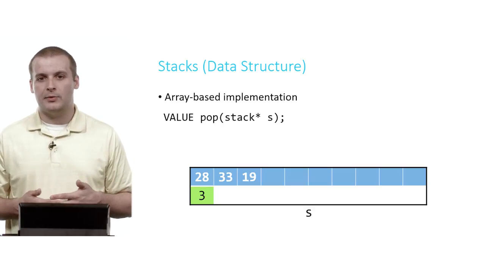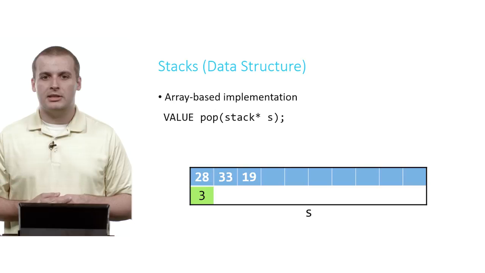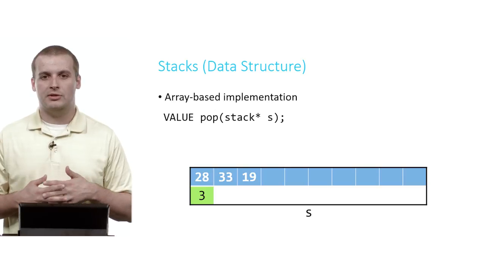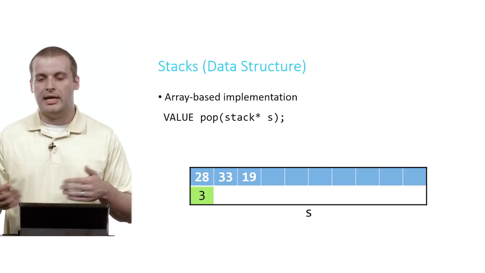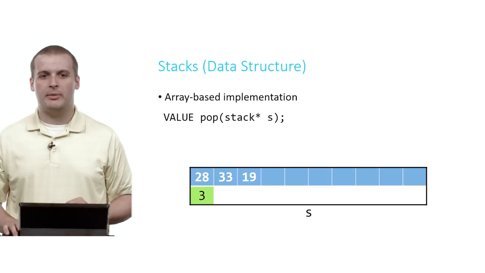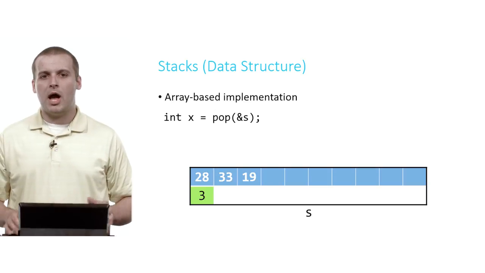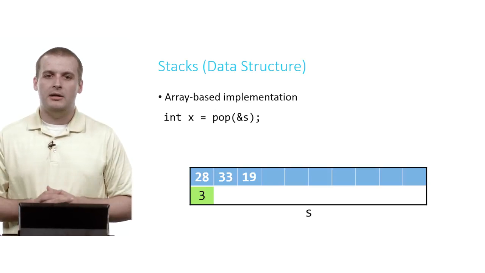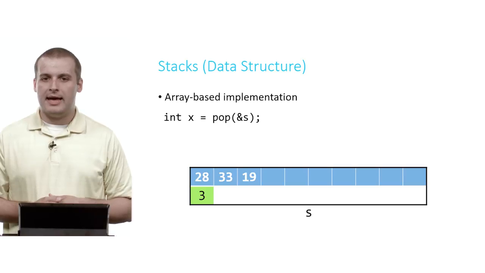So this is what a declaration for pop might look like there at the top left. This function returns data of type value. Again, we've been using integers throughout. And it accepts a pointer to a stack as its sole argument or sole parameter. So what is pop going to do? Let's say we want to now pop an element off of S.